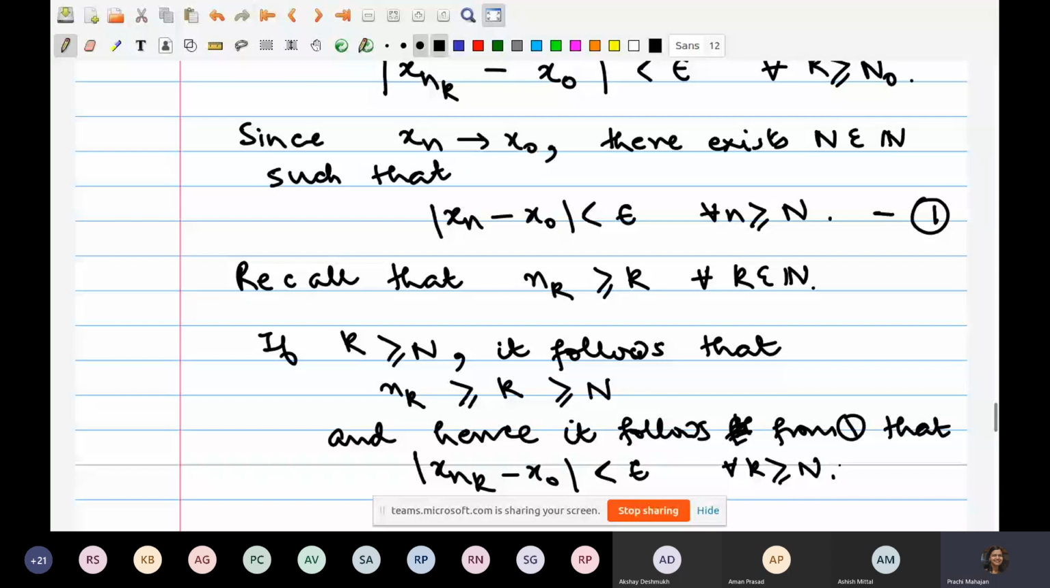Is that okay? I will pause for a minute because I think this is the very first proof that we are seeing in sequences. Does everybody follow what is happening and why we are doing that? Yes, ma'am. Is that a yes with everybody present here? Everybody with me up till this point? Yes, ma'am. Excellent.